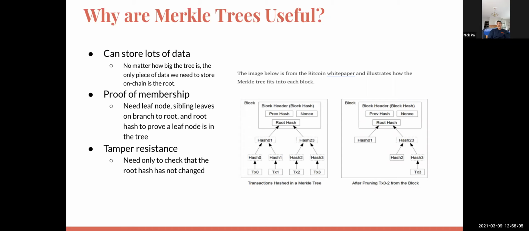Number 2: if you want to prove that any node is in a tree, you need relatively very few of the nodes within the tree to prove membership. And finally, tamper resistance. If you want to verify that the tree state is how you think it is, all you need to do is compare that tree's root hash to the root hash you think it should be, and if they're different, then the trees are different.